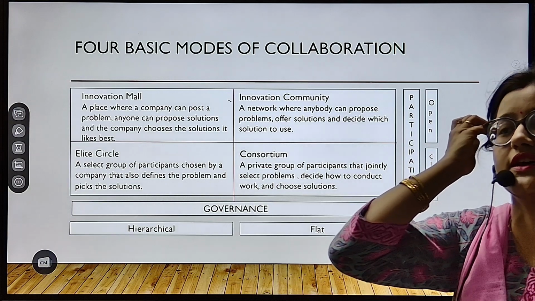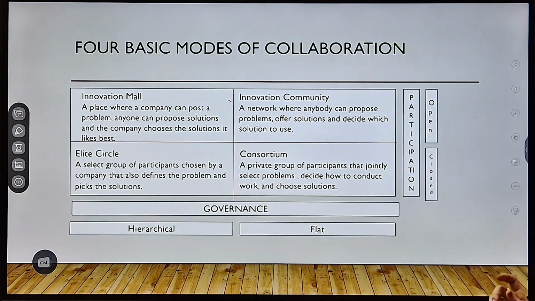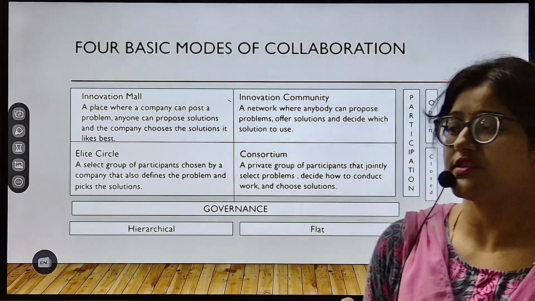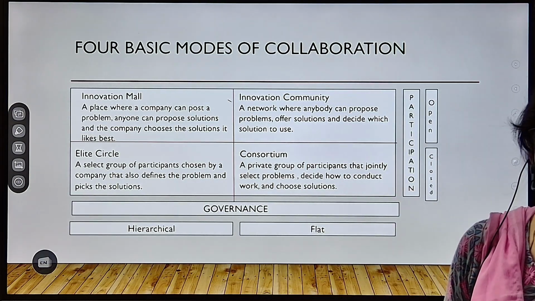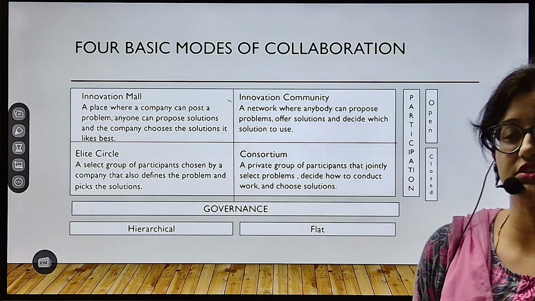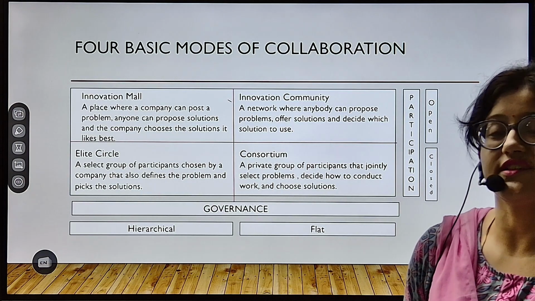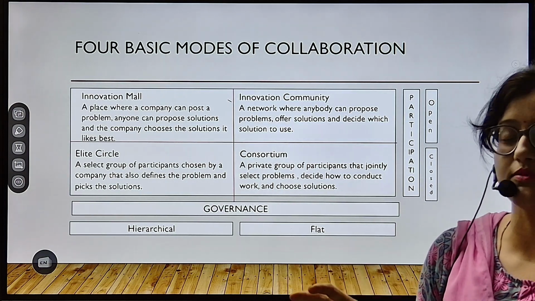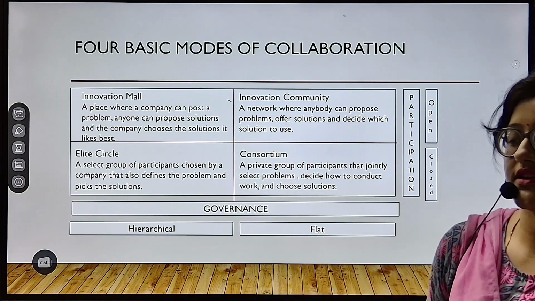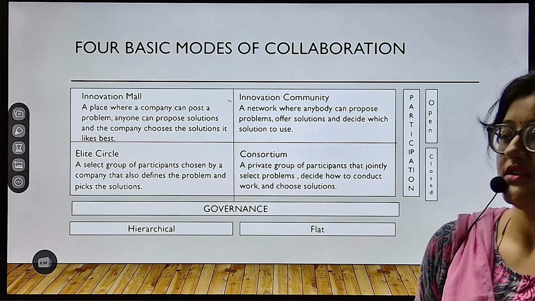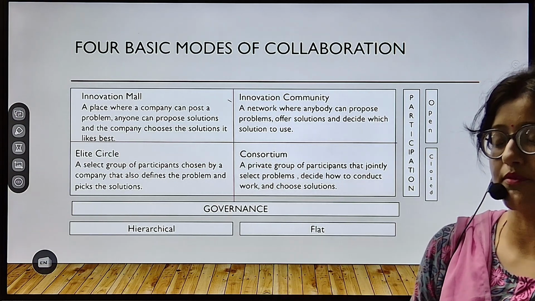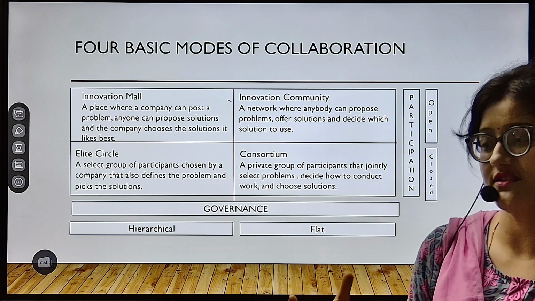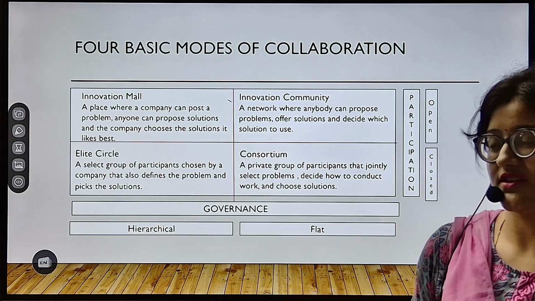For innovation, I am saying to you, there are some companies which manufacture t-shirts. T-shirts need designs. The company that manufactures them, what do they do? They open source the problem. What is the problem? To find the designs for the t-shirts.